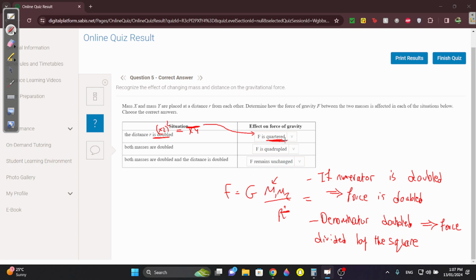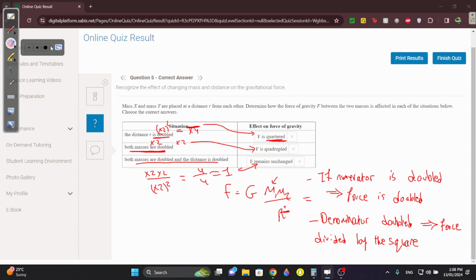You know, over 4 is a quarter. Both masses are doubled, so that means times 2 times 2. That means times 4, quadruple. Both masses are doubled and the distance is doubled. Both masses are doubled, that means times 2 in the numerator, and the distance is doubled, that means times 2 squared in the denominator. So you get 4 over 4 equals 1, so nothing changed. Okay?